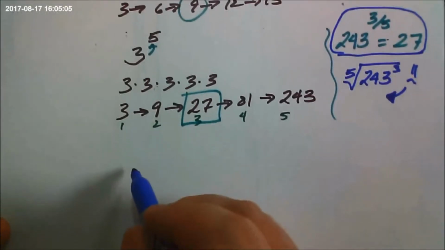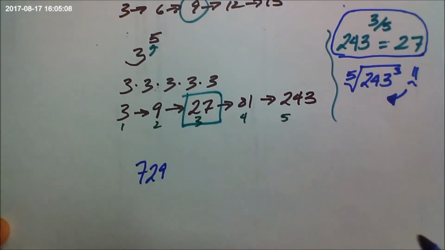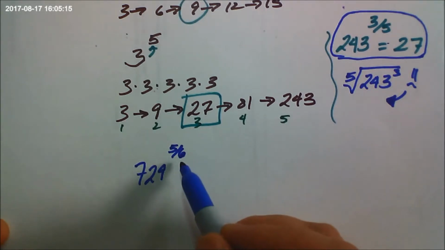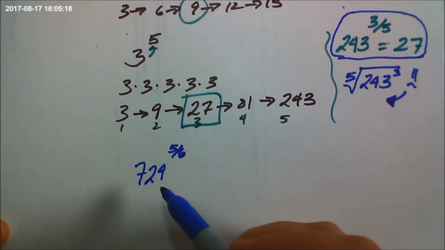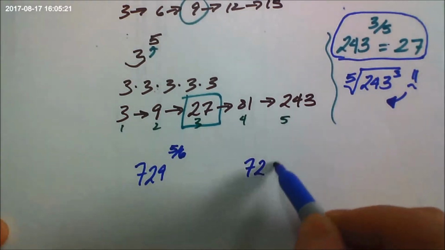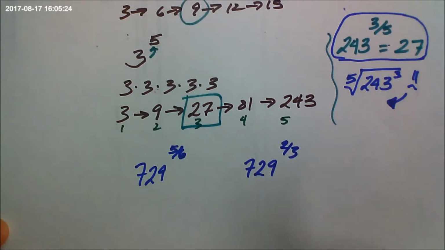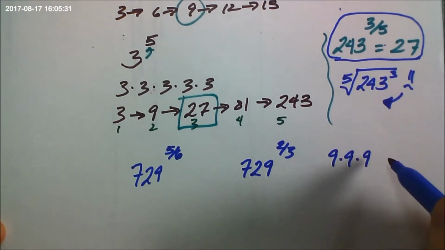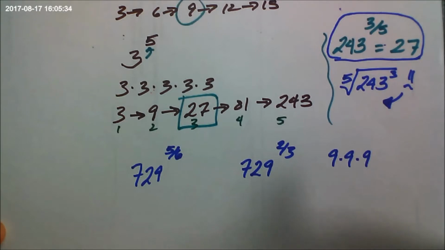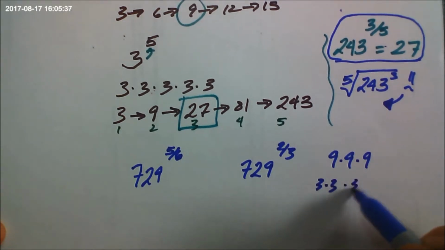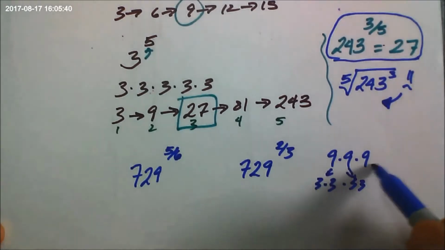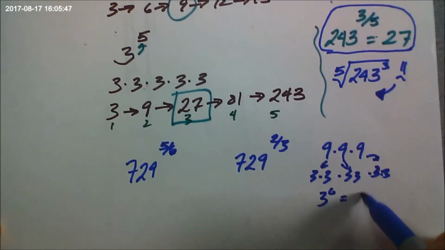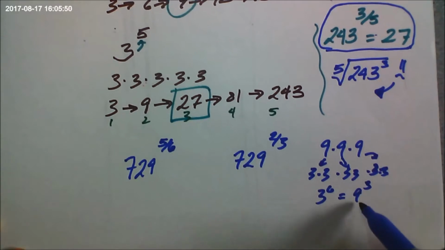Now, the thing about these rational exponents is that it's sometimes hard to know what times itself 6 times equals 729. We're not familiar with those math facts, but it's really not that bad. Check this out. 9 times 9 is 81, times 9 is 729. Each of those 9s is two 3s. So that 9 is two 3s, this 9 is two 3s, and this 9 over here, you guessed it, two 3s. So 3 to the 6th equals 9 to the 3rd, because 9 is 3 squared.